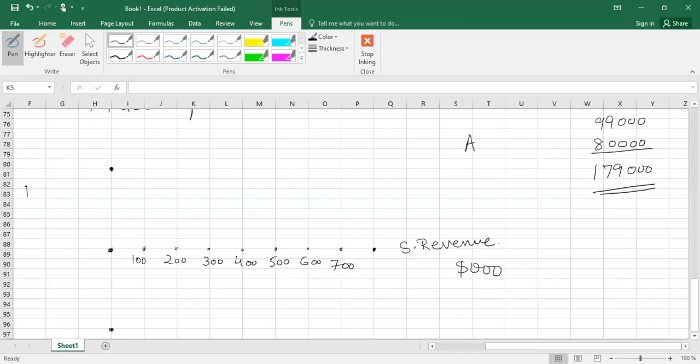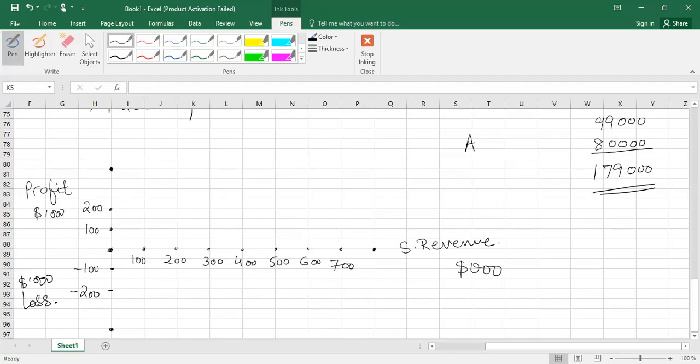Then here we will show what? Here we will show profit, and here we will show loss. Profit is 179,000. So again, same 100,000 here, 100,000 here. Suppose 100,000 profit here and 200,000 here. Here we will show the fixed cost, which means loss. So minus 100 here and minus 200 here, because fixed cost is what? It is 150,000.